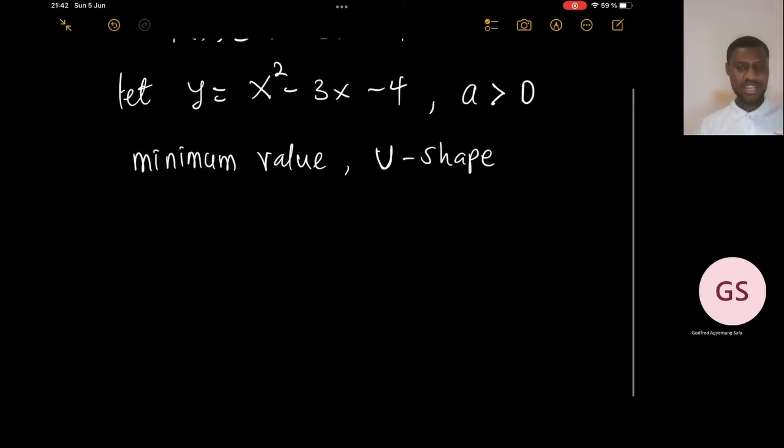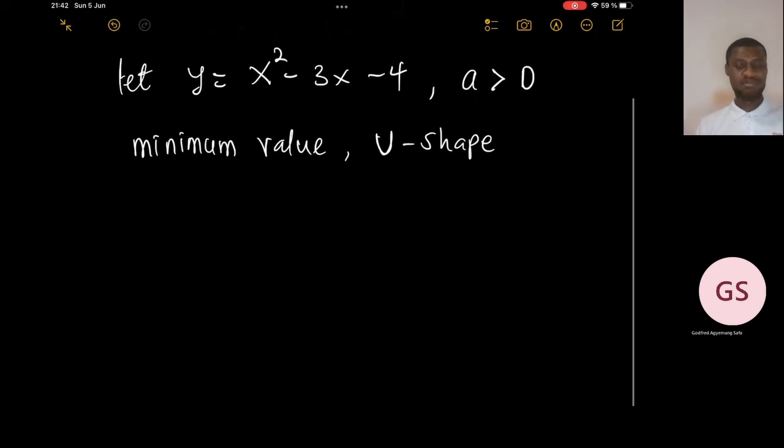Okay, so now let's go. How do we find the points to sketch this curve? First of all, you need to find the axis crossing points. In some cases, we say the y-intercept and the x-intercept. So they are the axis crossing points, the points at which the curve cuts the x-axis and the y-axis.